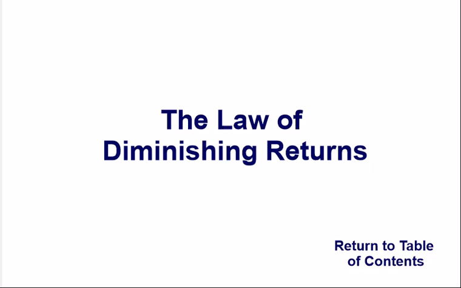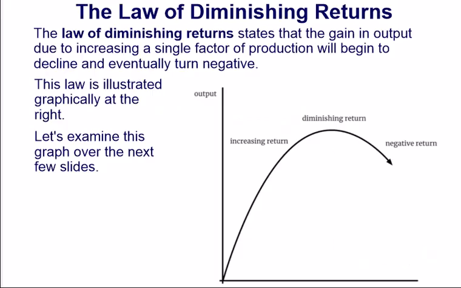The law of diminishing returns. The law of diminishing returns states that the gain in output due to increasing a single factor of production will begin to decline and eventually turn negative. This law is illustrated graphically at the right. Let's examine this graph over the next few slides.